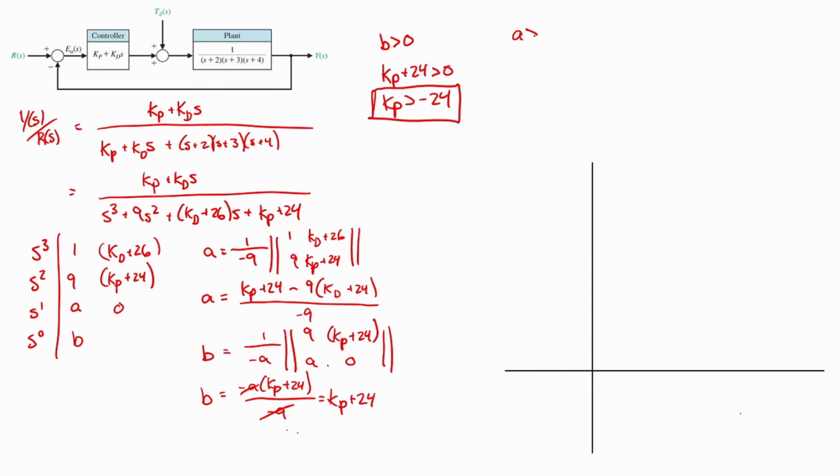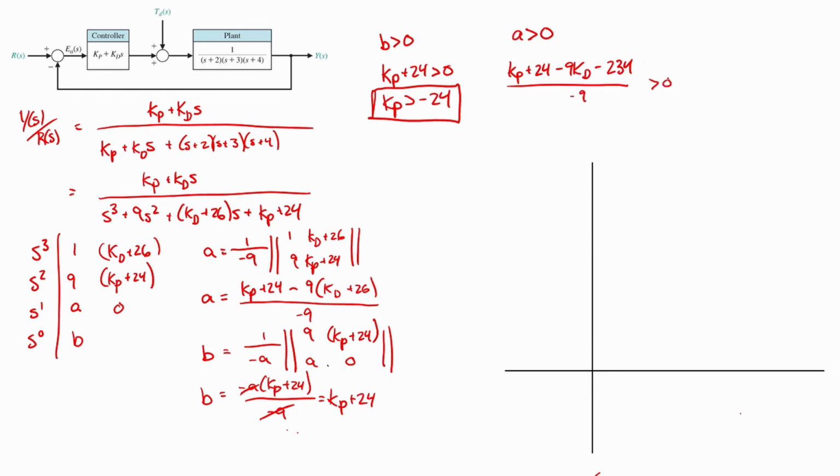Now looking at A greater than 0, so we take what we have down here. Actually, there's a mistake in this solution right here. Instead of a 4, this should be a 6. Okay, and so we have to make this greater than 0. So we have Kp plus 24 minus 9 Kd, and then minus 9 times 26, minus 234, all over negative 9 is greater than 0.